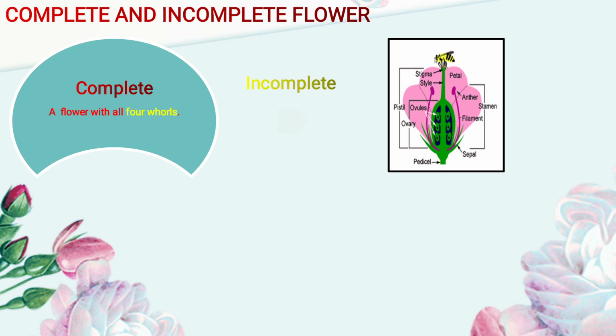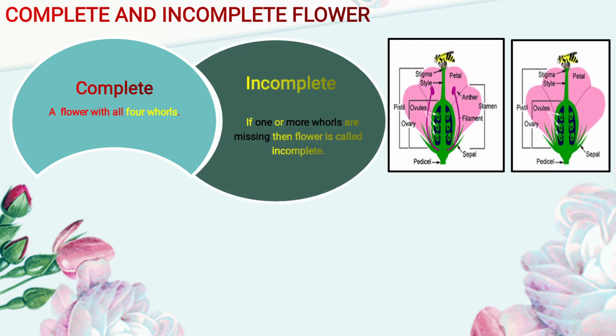Next is incomplete. If any one or more whorls are missing, then the flower is called incomplete. Now you see in the right side image, the anther and filament, meaning the stamen part, is missing. The stamen part missing means the male reproductive part is missing. So that flower is incomplete because one of the whorls is missing. Which part? The male reproductive part, meaning androecium, is missing. That's why the flower is incomplete.